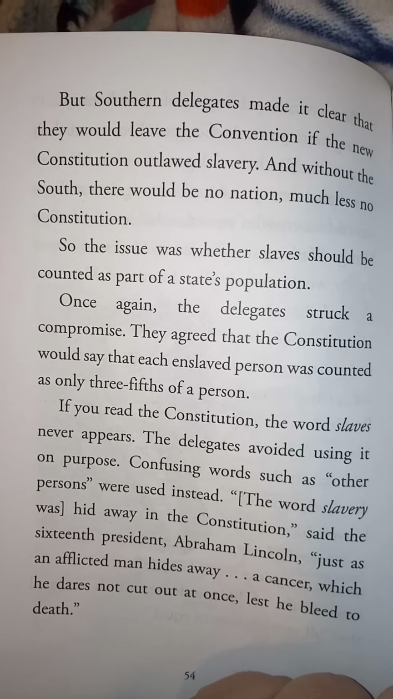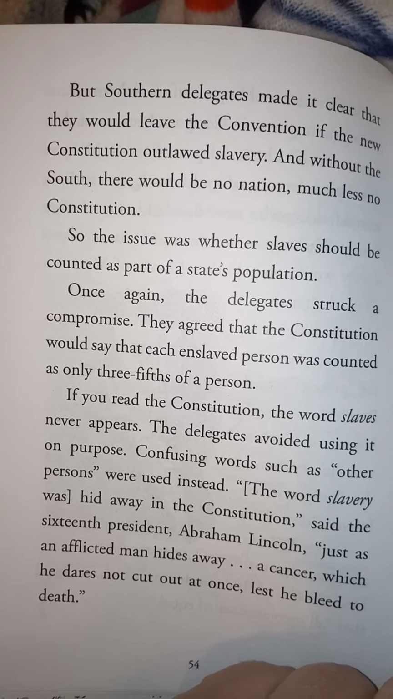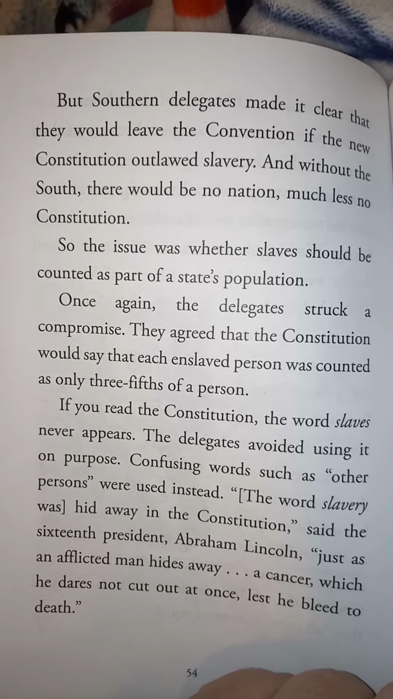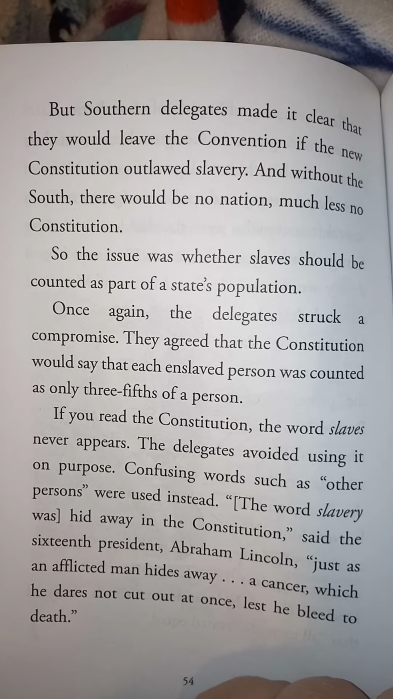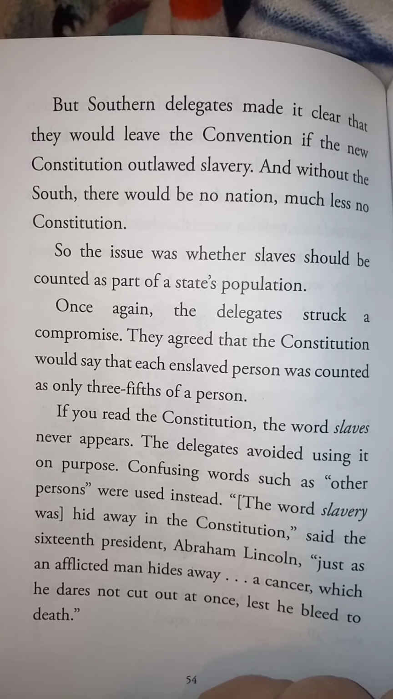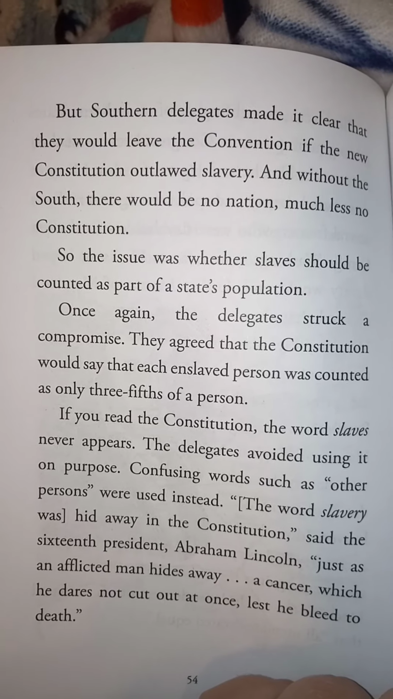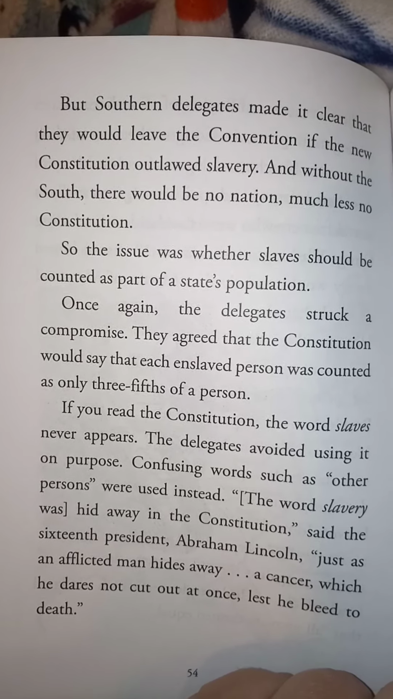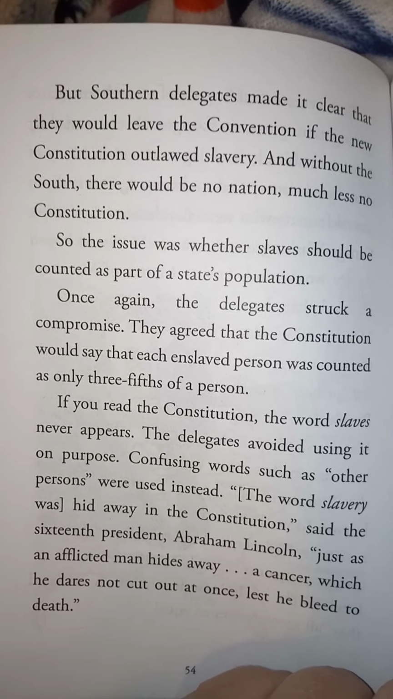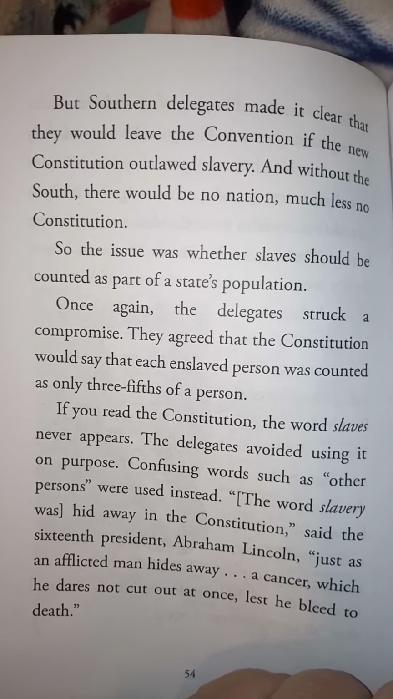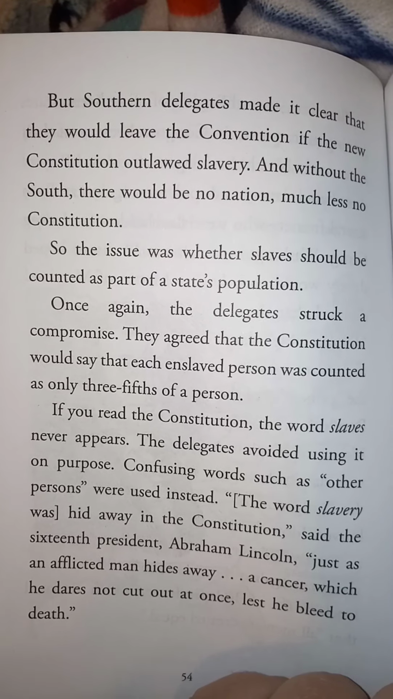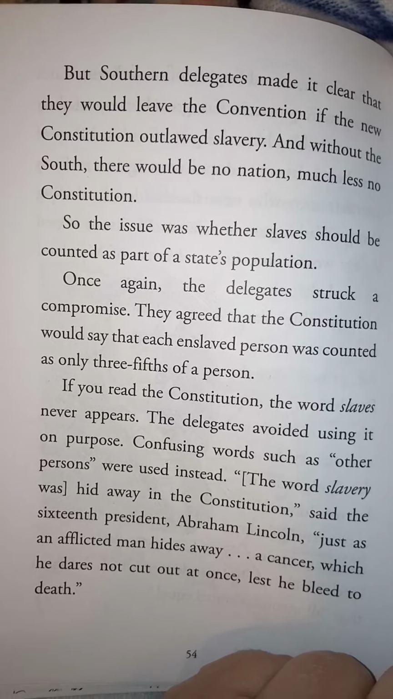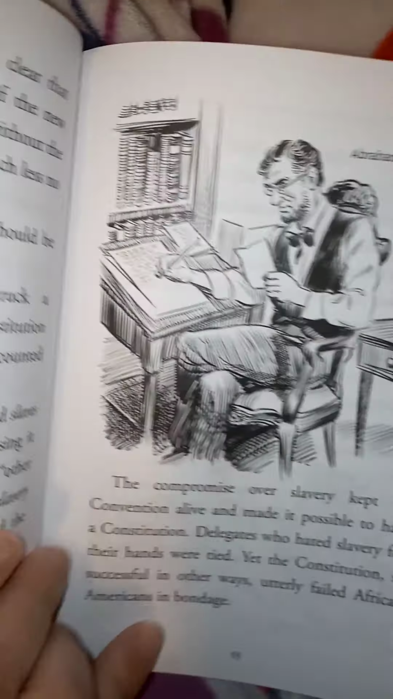If you read the Constitution, the word slaves never appears. The delegates avoided using it on purpose. Confusing words such as "other persons" were used instead. The word slavery was hid away in the Constitution, said the 16th President Abraham Lincoln, just as an afflicted man hides away a cancer which he dares not cut out at once lest he bleed to death.